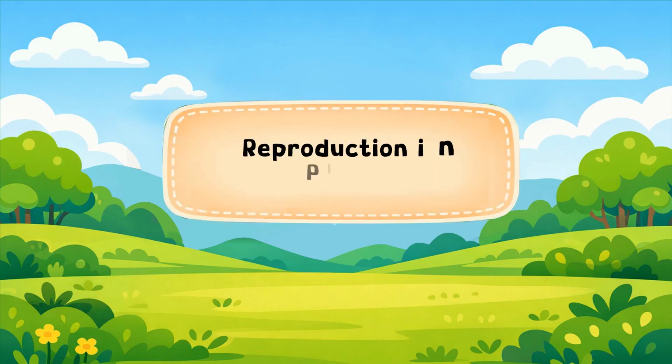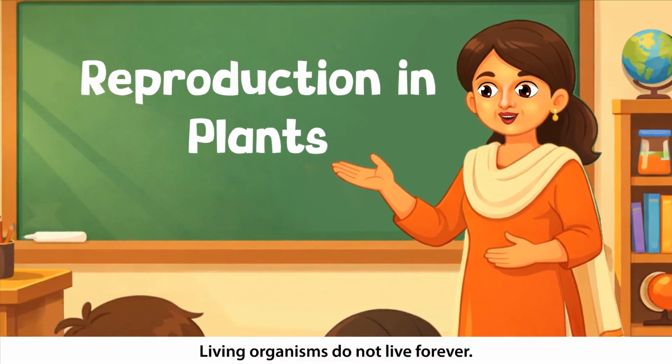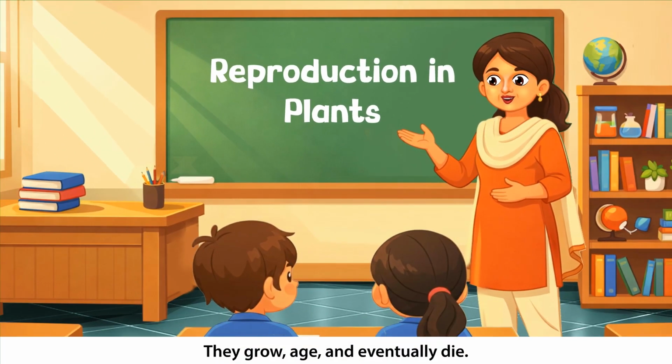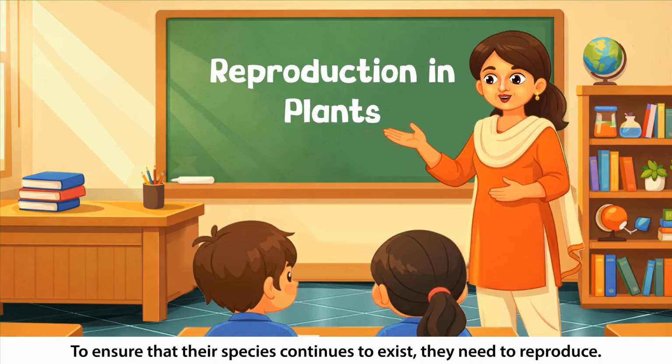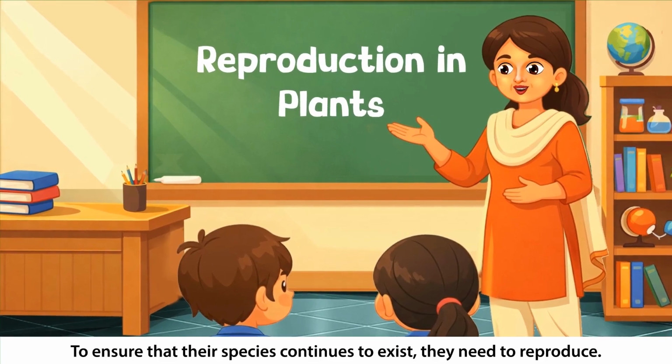Reproduction in plants. Living organisms do not live forever. They grow, age, and eventually die. To ensure that their species continues to exist, they need to reproduce.